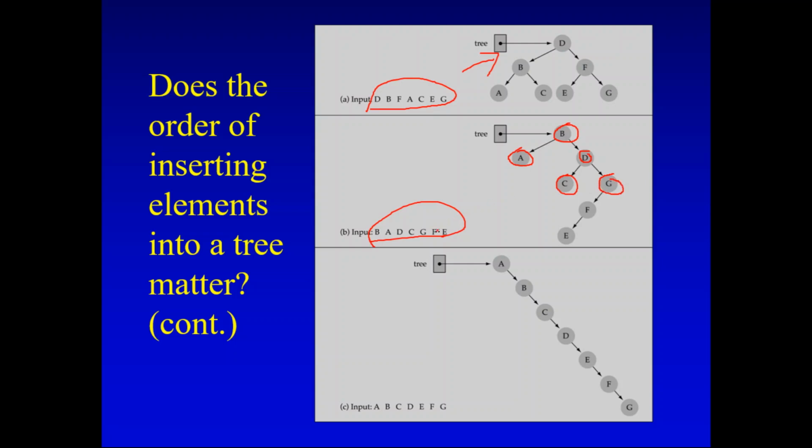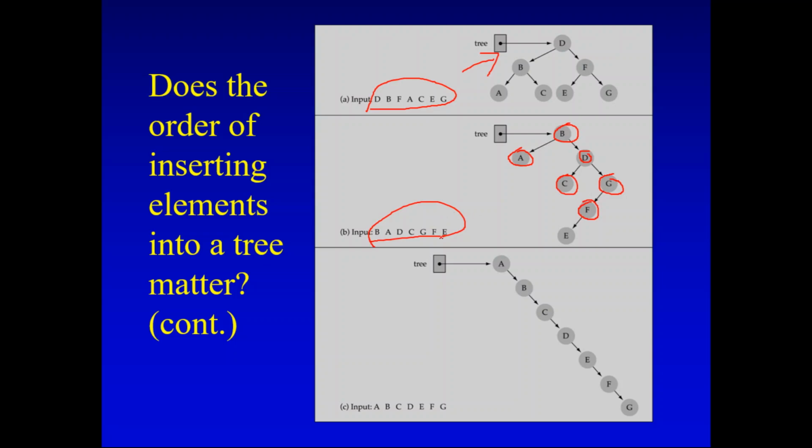Again F. You have to always start with the root. F is greater than B, so go to the right child, which is D. Again F is greater than D, so go to the right child, which is G. When you compare with G, F is less than G. At this point there is no node here, so add F here.